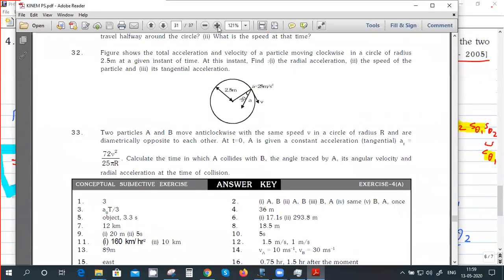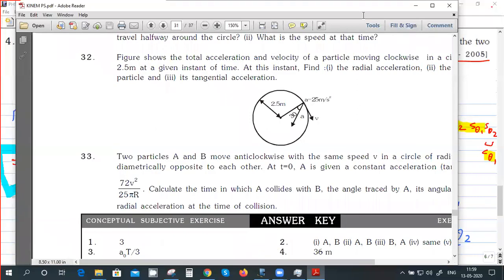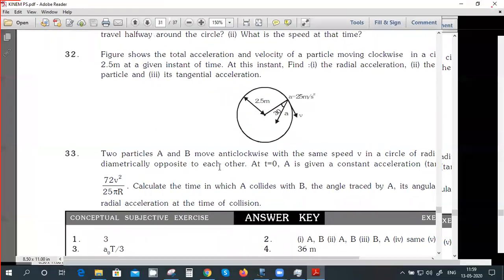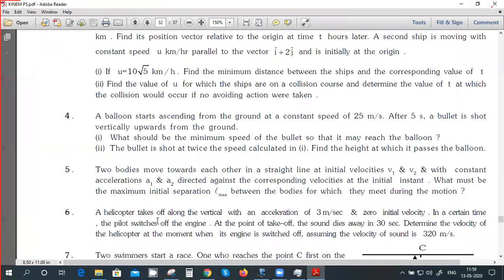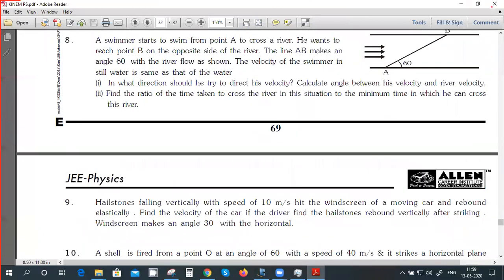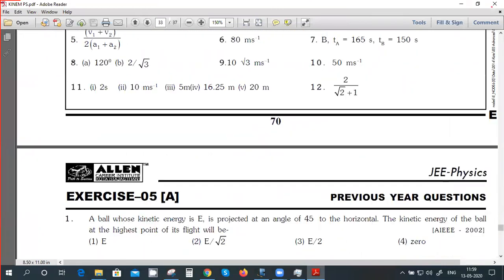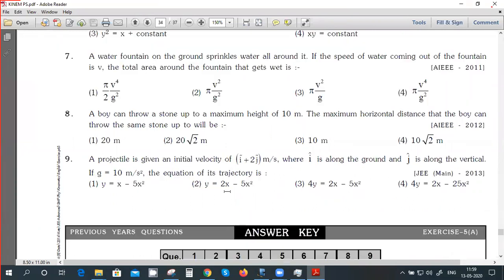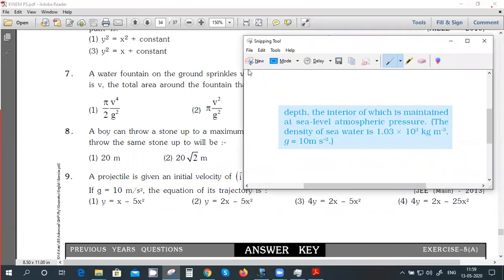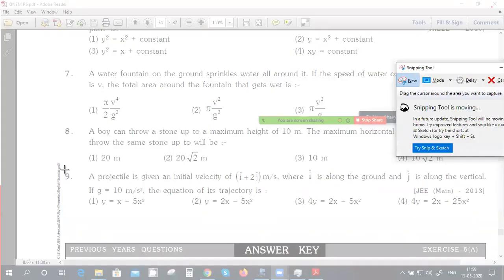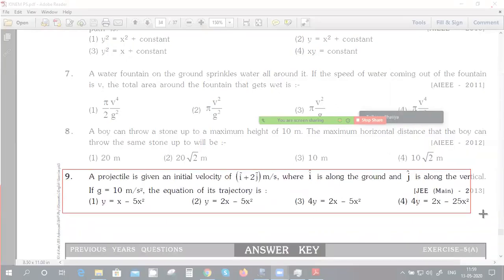Which one did you try on your own? Sir, exercise 2. You're finished. Okay, can you try this ninth one? Sir, which one? Ninth. No, sir, we didn't do that. Yeah, you can try this one now.